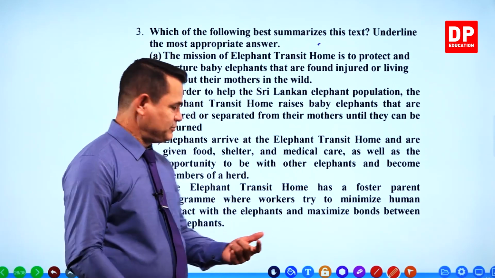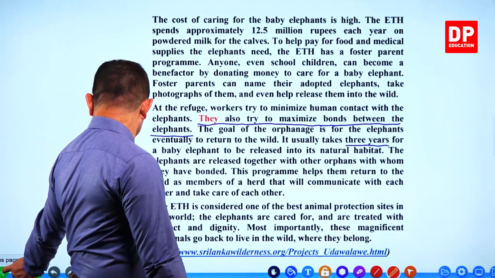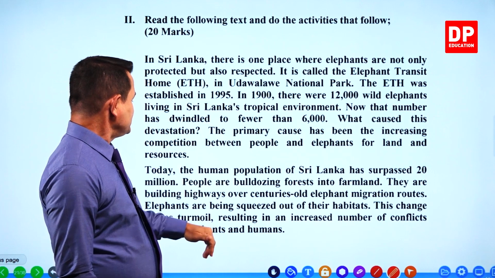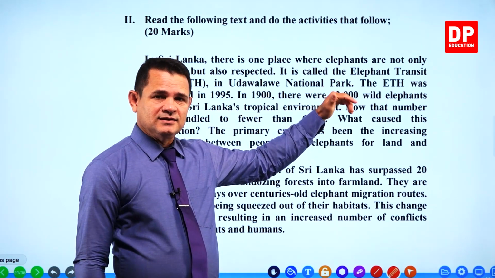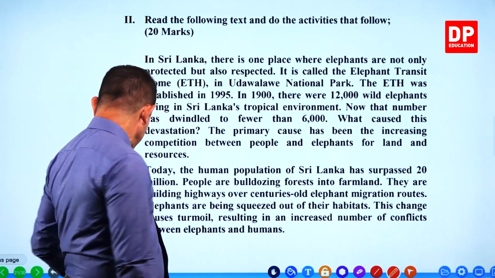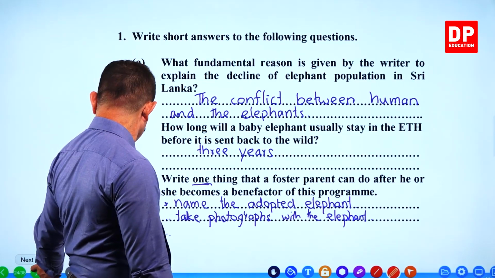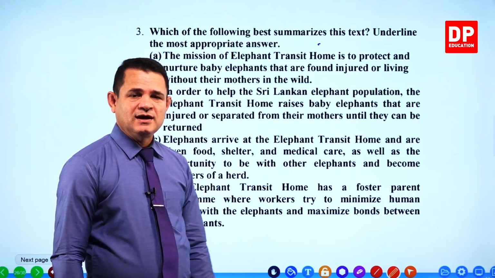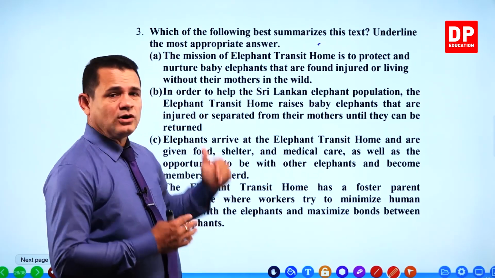And you can remember the paragraph. This is the paragraph we read about Sri Lanka, about elephants, right? The Udawalawa National Park, and this is the passage we read. We answered these two questions. And from the third question onwards, that is what we will discuss in this video. Same paragraph, question 3 onwards.